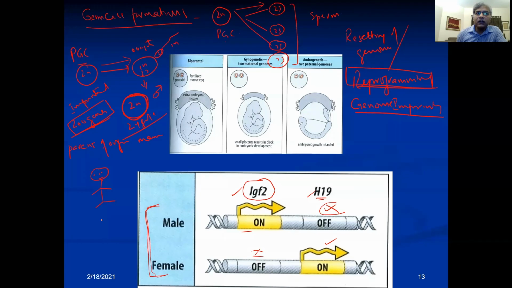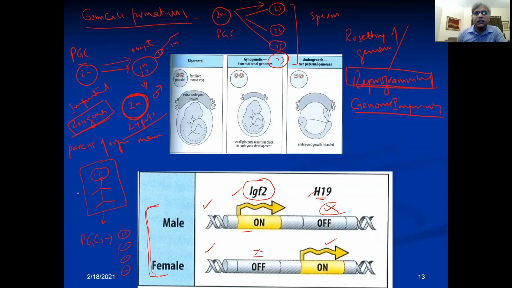But when the PGCs of this individual undergo meiosis and produce 1N sperms, how are we going to pass on these two? Because in males, all the cells of this individual had IGF-2 on from its father and H19 from its mother. And this is how the PGCs, which are diploid, must be having this genome.